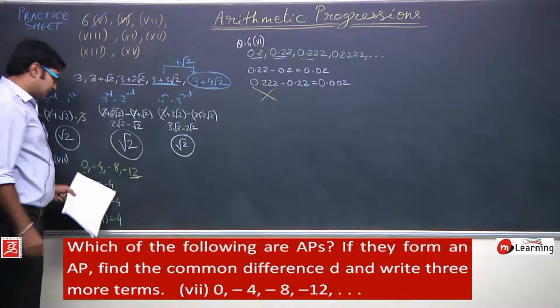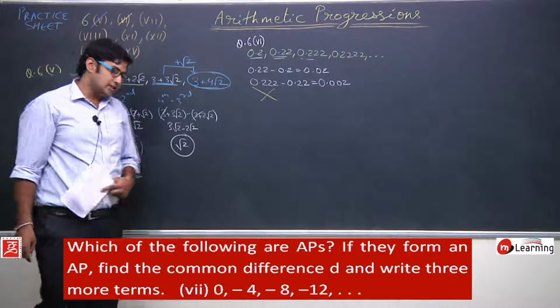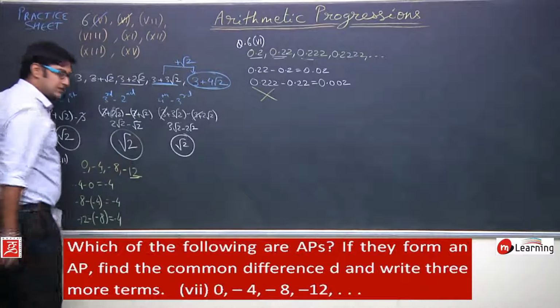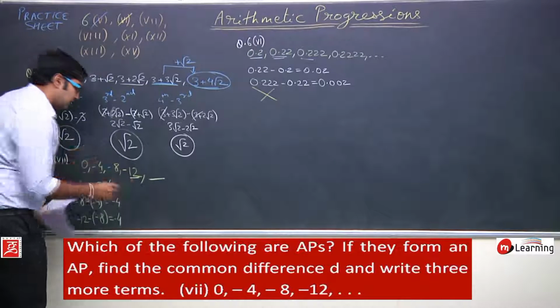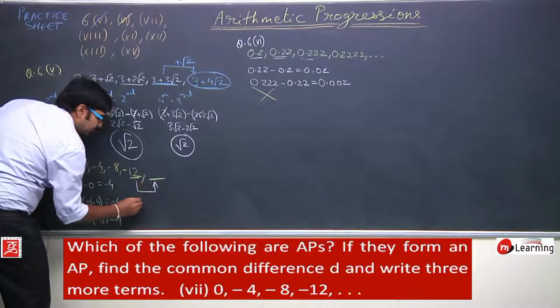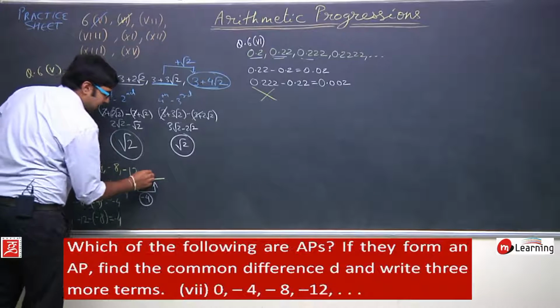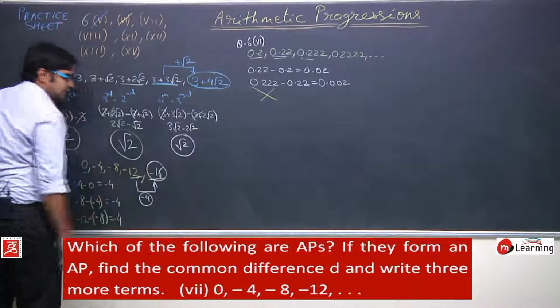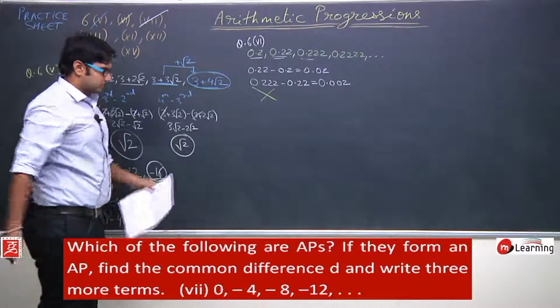So what you can see, that the difference between two consecutive terms is constant, it means definitely this is an arithmetic progression. And what will be the next term? You can simply add common difference, that is -4 to this term. So -4 minus 12 will give you -16. This is the next term. So this is the 7th part.